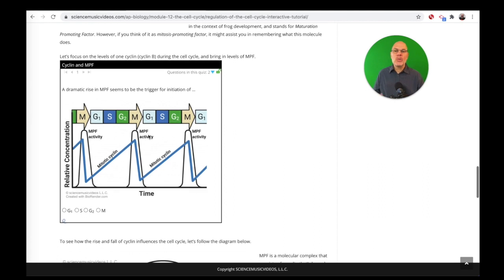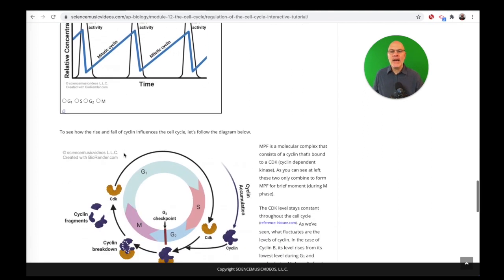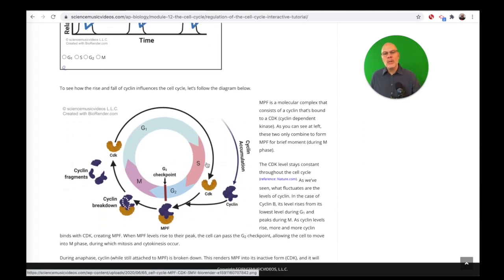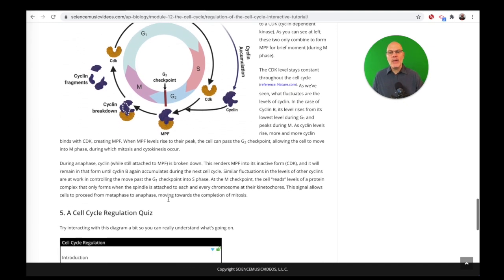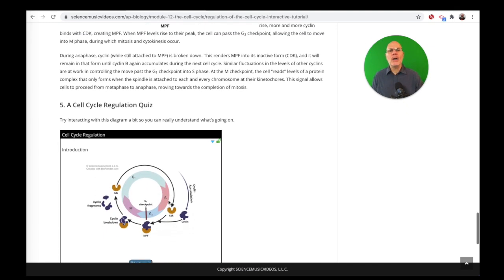So this quiz will walk your students through diagrams like this about the interaction between mitotic cyclin and MPF, and then finally we end with a detailed look at this cycle. And that sets you up for some great stuff. Now, what kind of great stuff?